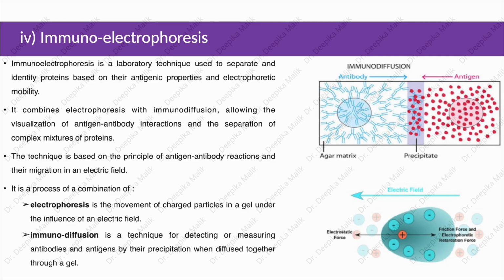In this session, we will discuss immunoelectrophoresis. It is a laboratory technique used to separate and identify proteins based on their antigenic properties and electrophoretic mobility. It combines electrophoresis with immunodiffusion, allowing the visualization of antigen-antibody interactions and the separation of complex mixture of proteins. The technique is based on the principle of antigen-antibody reactions and their migration in an electric field.